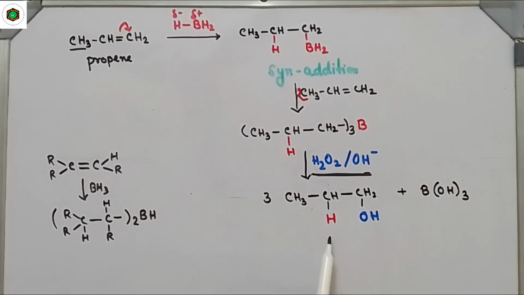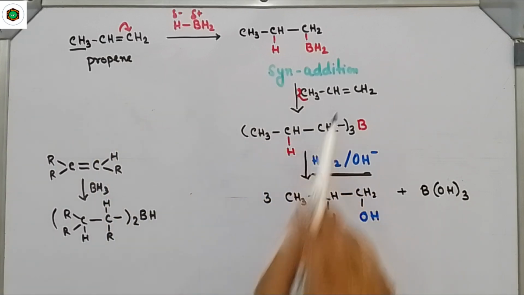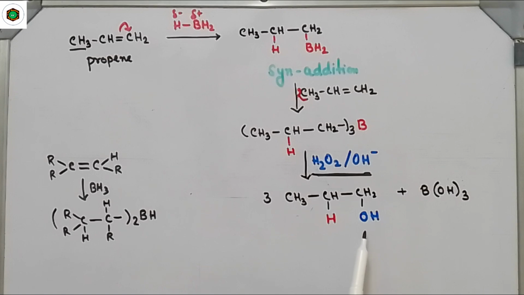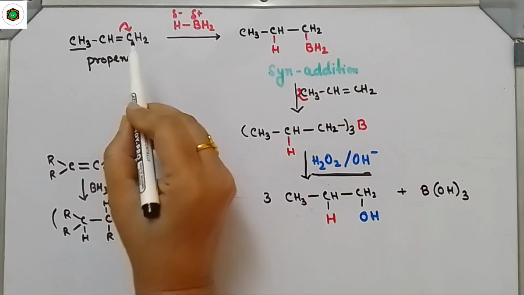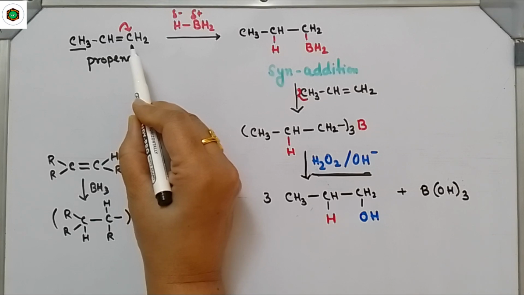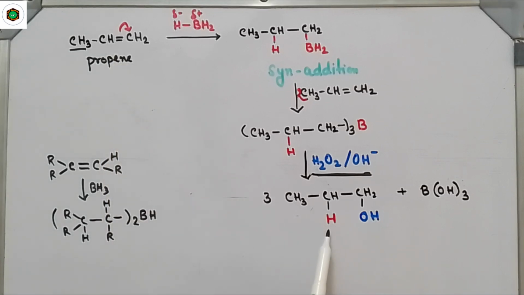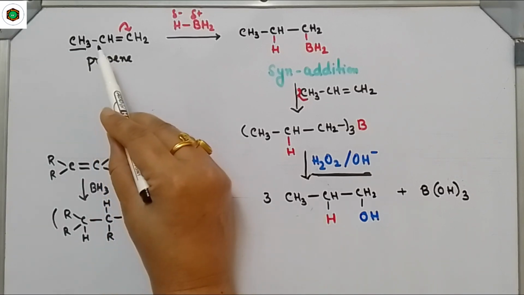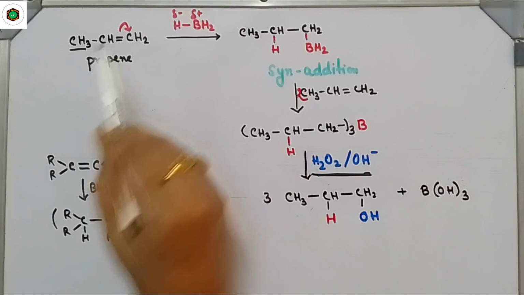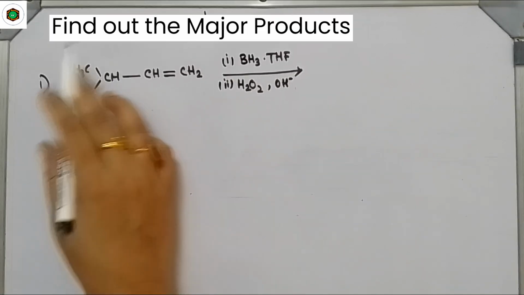And in the final product, H is coming from borane and OH is coming from H2O2, OH minus. From 3 molecules of alkene, we are getting 3 molecules of alcohol, and here we are getting boric acid. OH minus will attach with that carbon atom which is least substituted or which is having greater number of hydrogen atoms, and H will be attached with that carbon which is more substituted or which is having lesser number of hydrogen atoms. You have to remember these points. So find out the products.